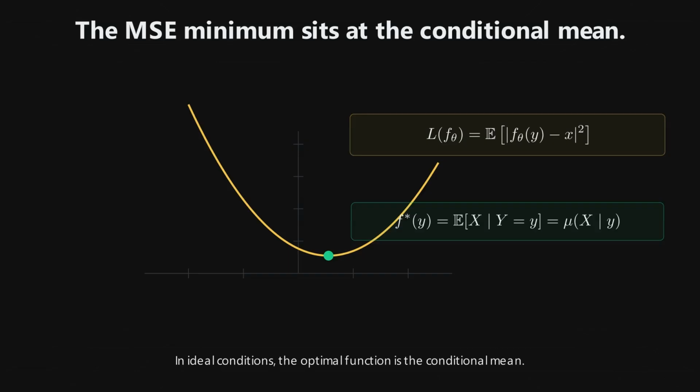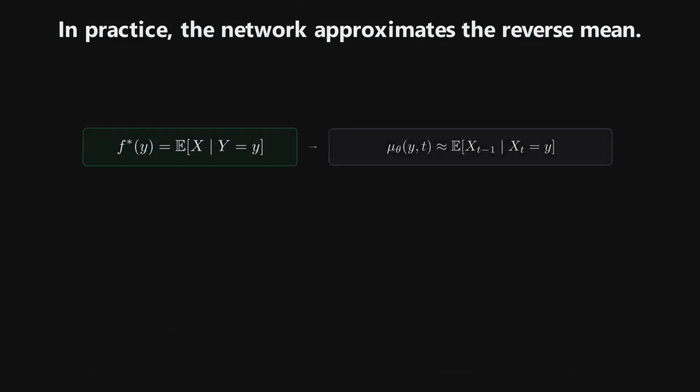So MSE does not just make predictions close. Under ideal conditions, it learns the conditional mean. In the animation, the balance beam finds its center. Then it morphs into a parabola. A ball rolls down to the minimum. At the bottom, the formula appears. F star of y equals the expected value of x, given y equals y. In diffusion, this becomes the learned backward mean, mu theta of y and t.